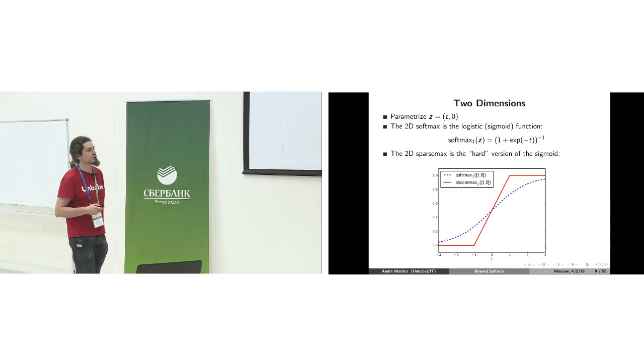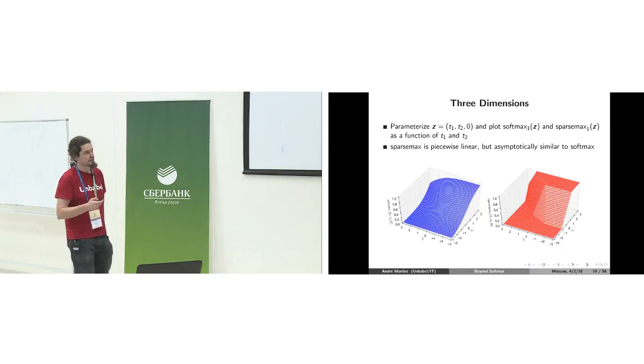And the same story goes in 3D. In 3D, softmax is this smooth transformation, and Sparsemax is a piecewise linear mapping, but you can see that the asymptotics are quite similar to the ones that you have in softmax.